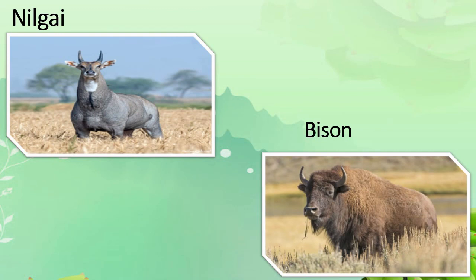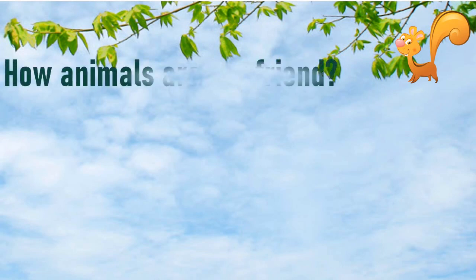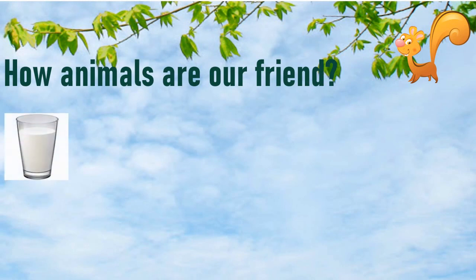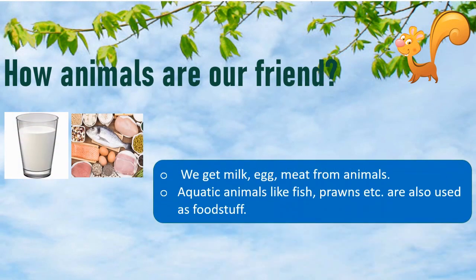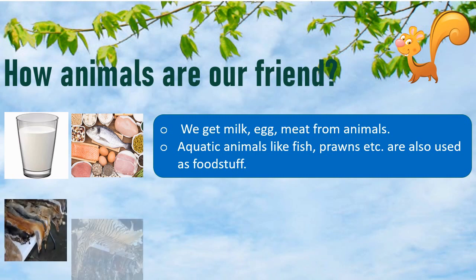How animals are our friend. We get milk, egg, meat from animals. Aquatic animals like fish, prawns, etc. are also used as foodstuff. There are many things which we get from animals. The skin of dead animals is tanned to get leather.